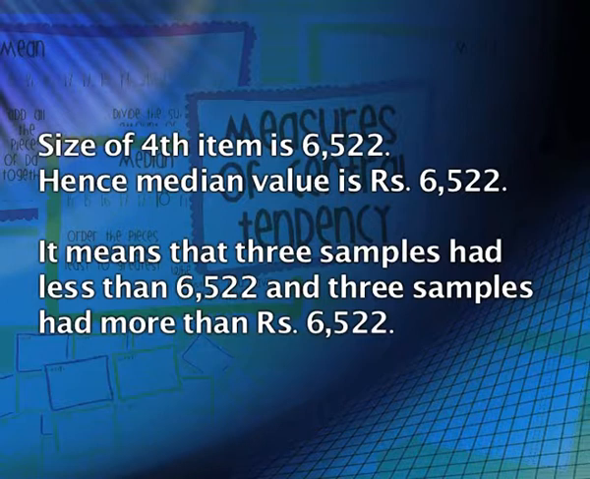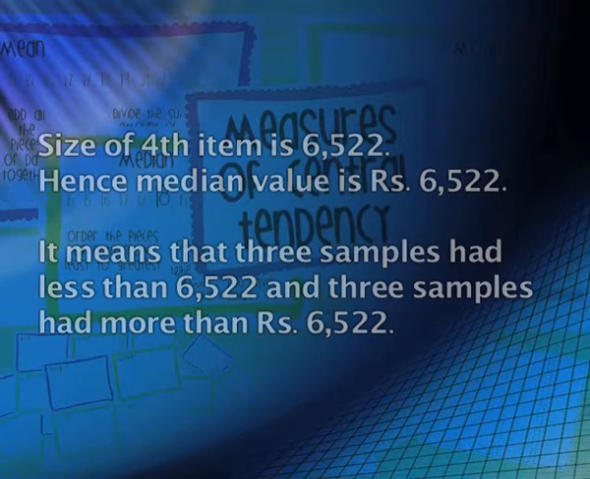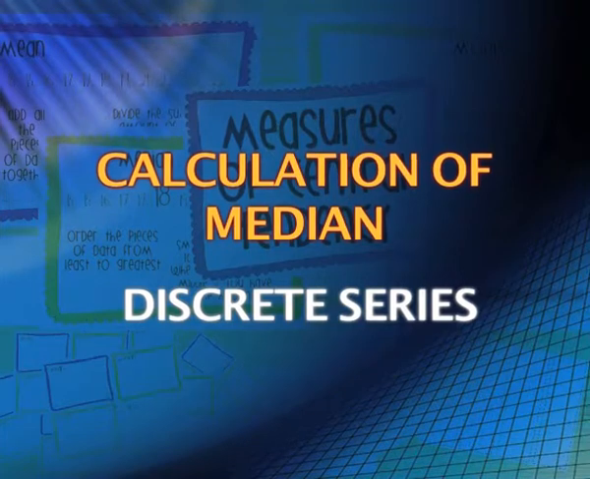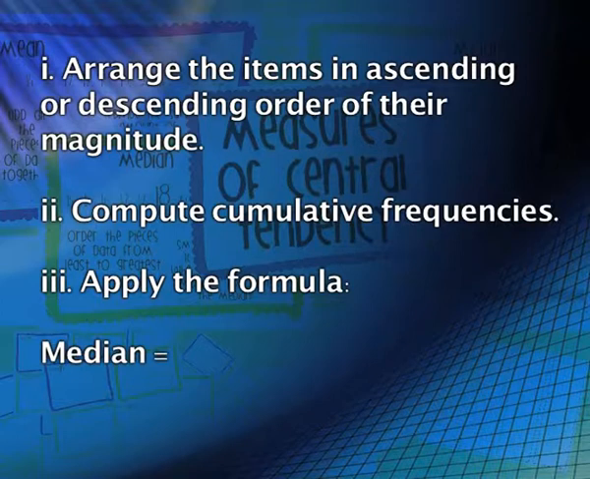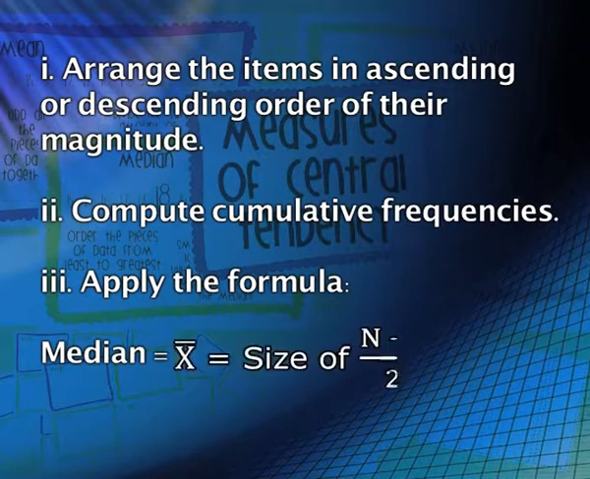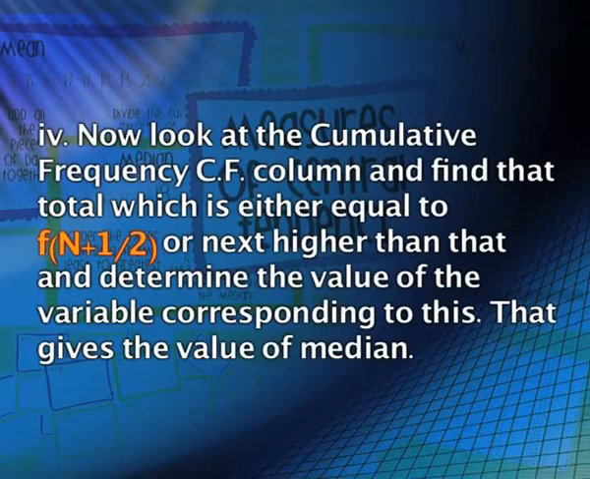It means that 3 samples had less than 6,522 and 3 samples had more than 6,522. The steps involved for a frequency distribution are: the first one, arrange the items in ascending or descending order of their magnitude first. Second, compute the cumulative frequencies. Third point, apply the formula, which is median equals x bar, which is equal to size of (n plus 1) by 2th item.